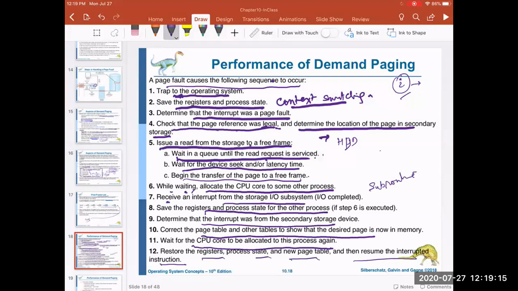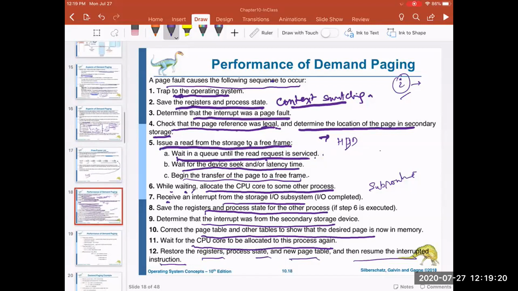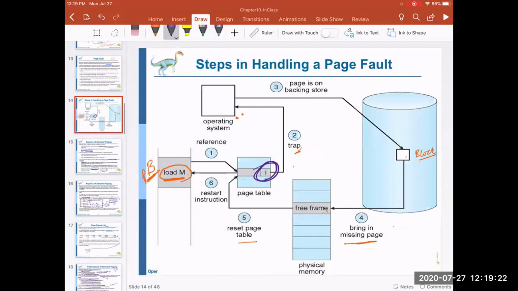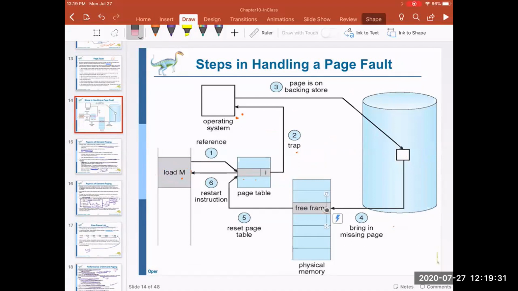So there are so many processes happening. For the simplistic case, what we need to consider is this. This is the main diagram that should be in your brain: page fault. There are many things happening, but for understanding the concept, this diagram is sufficient.